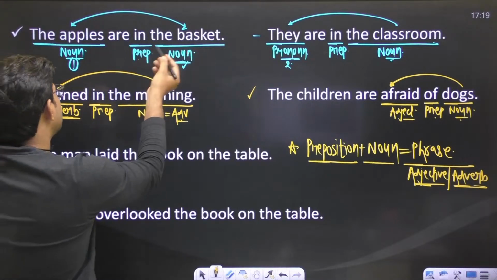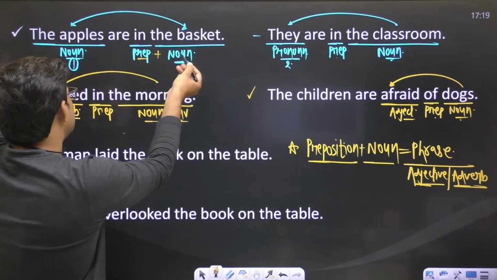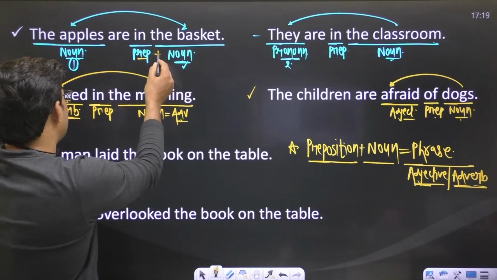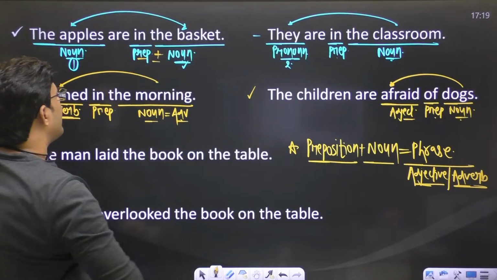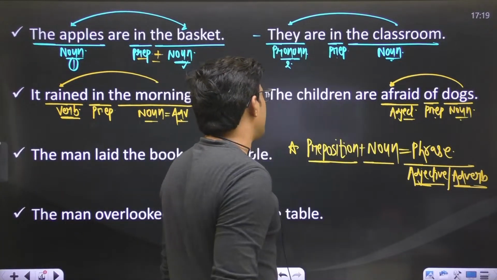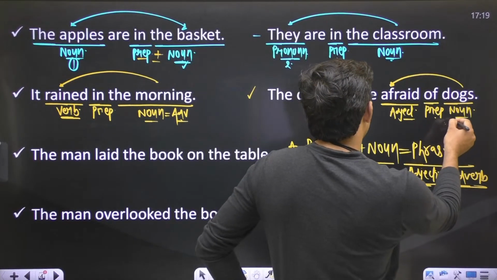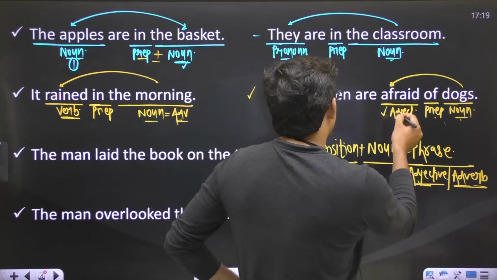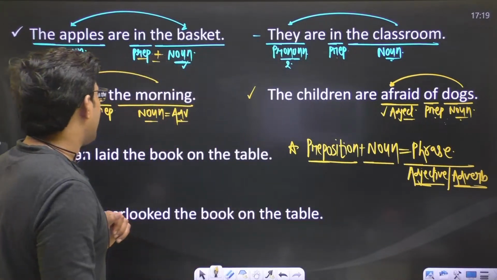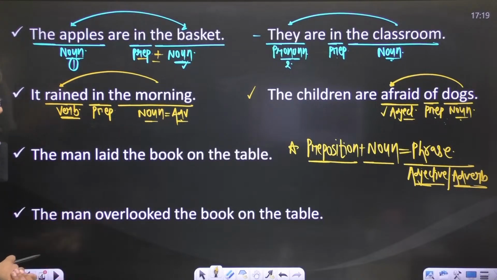In the basket is what? It is, you can say, preposition plus noun. This is noun complement, right? Here this is also noun complement, right? This one is adverb, preposition plus noun, and this adverb is going to qualify a phrase adjective. And here this preposition plus noun is also an adverb.